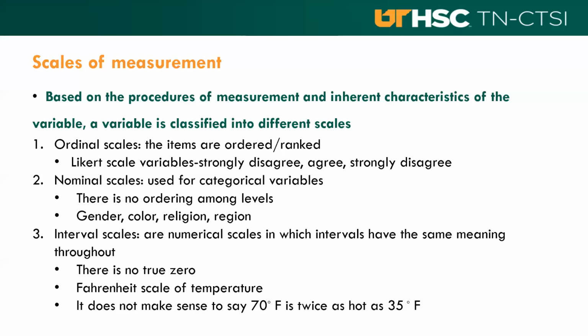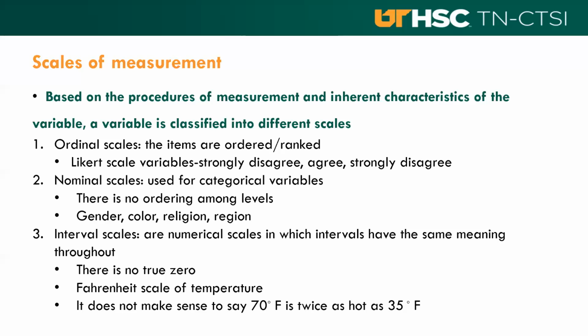So the other type of data is nominal scale. This is used for categorical variables. There is no ordering among the labels. Such variables are like gender, male, female, and color, religion, region, and many other categorical variables. There is no ordering. There is no difference between the labels. There is no like male is better than female or greater than the other. There is no inherent ordering. Such type of data are on the nominal scale.